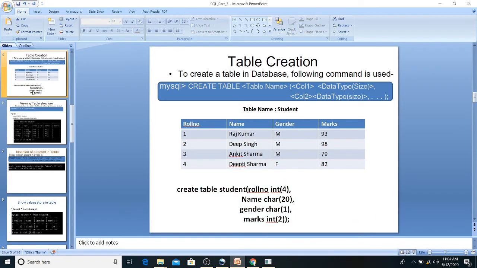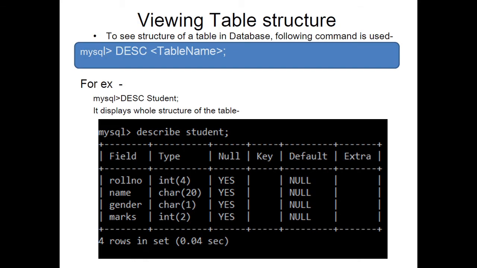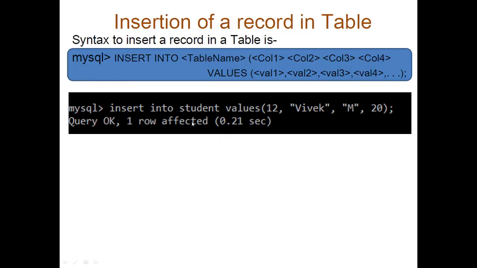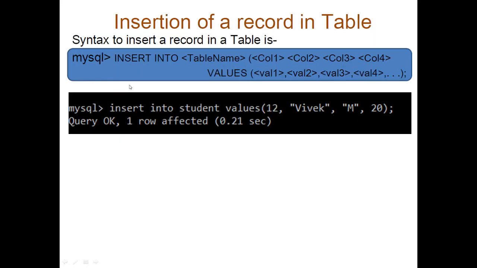Let's move to the another slide now. Now next, viewing a table structure, which we have already discussed. To see the table structure you can write DESC, or you can write complete describe also. Describe, and this is a table name. Viewing a table structure, to see the structure of table in database, the following command is used.